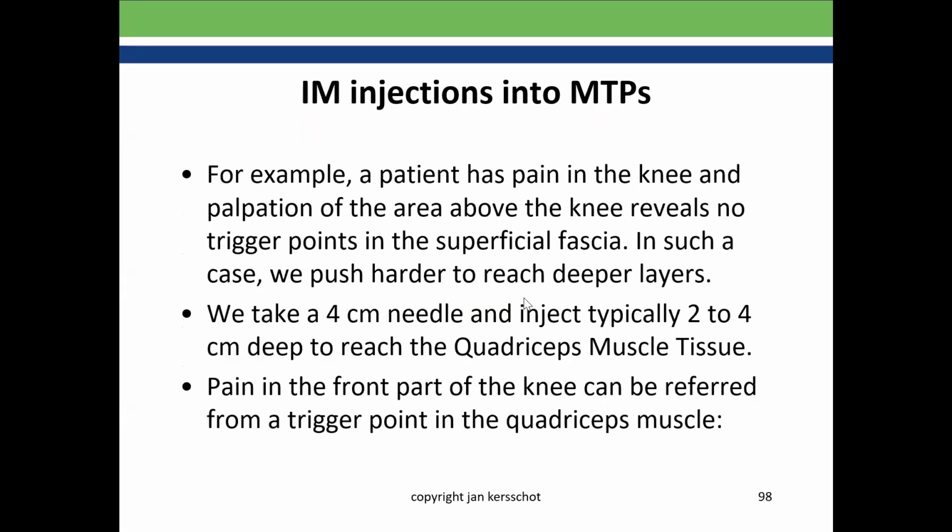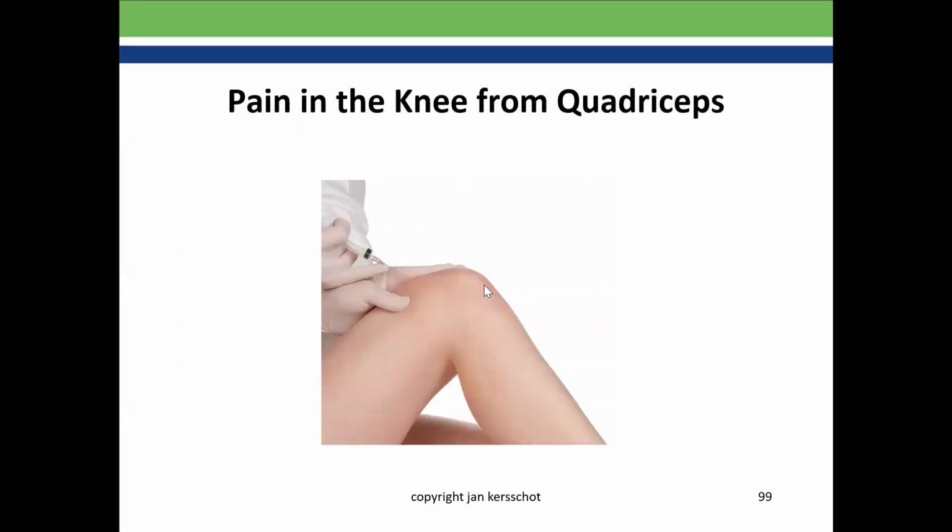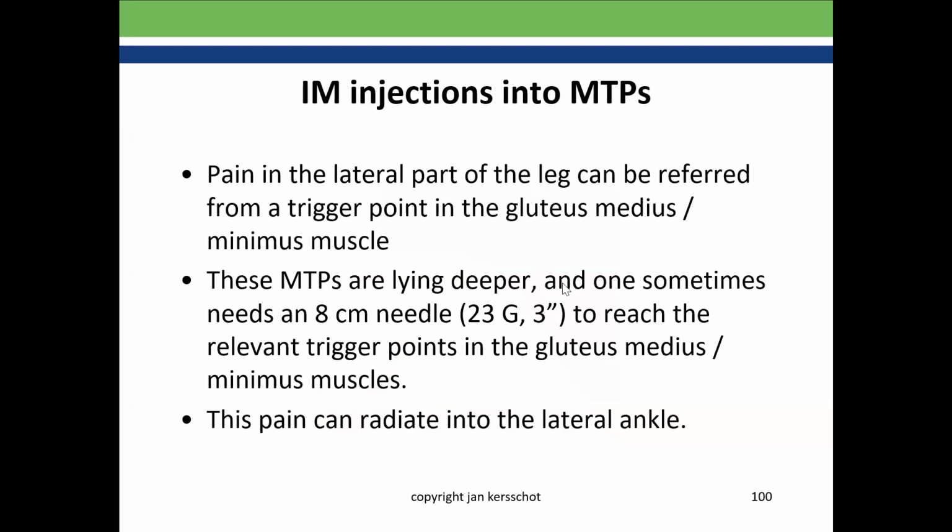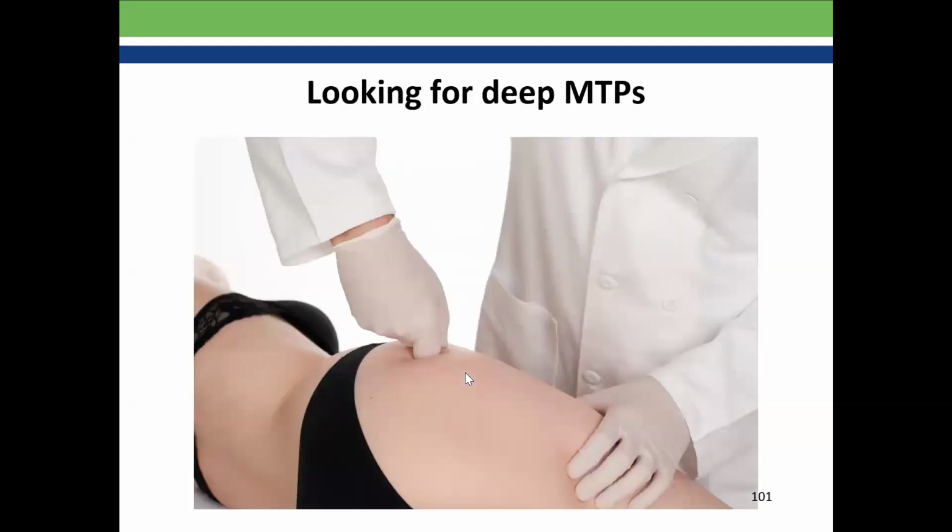And as I said before, you can have knee pain here, and you inject intramuscularly in the quadriceps muscle there. You can also do it for the gluteus medius and gluteus minimus muscle, but as I said before, then you need the 3-inch needle to inject here. So you look for deep trigger points here. Sometimes they're very difficult to identify, and then you use the photograph I showed you earlier with the 8 centimeter needle.